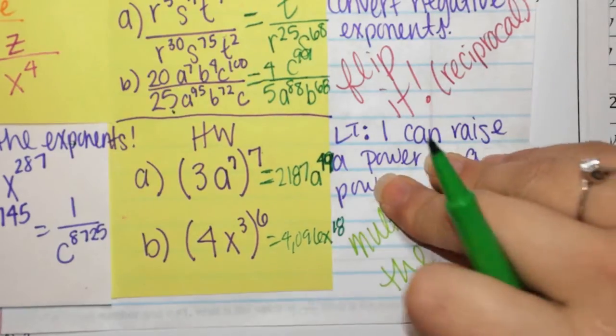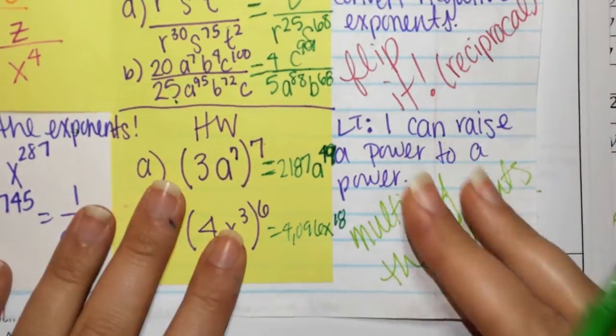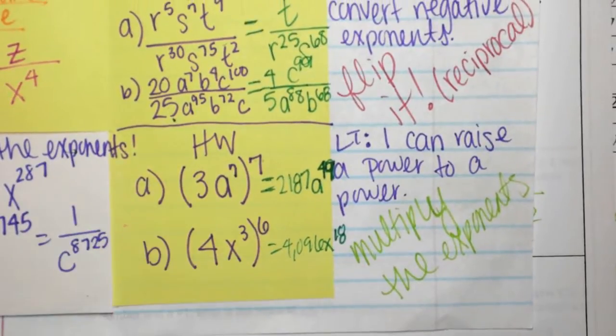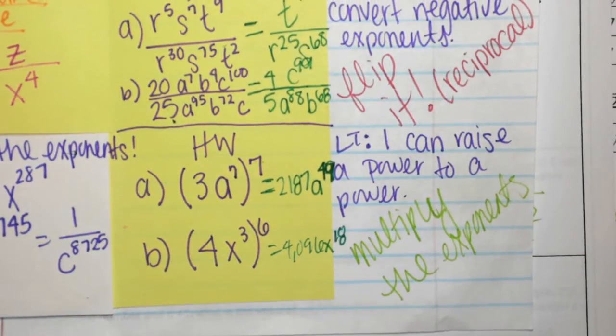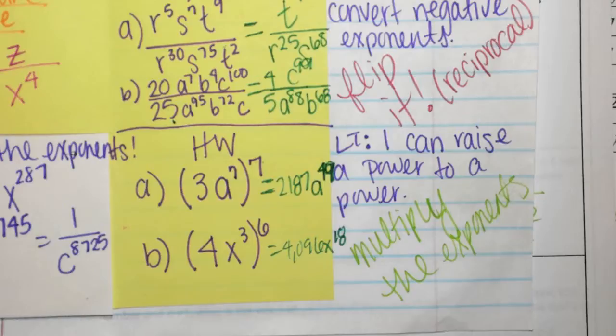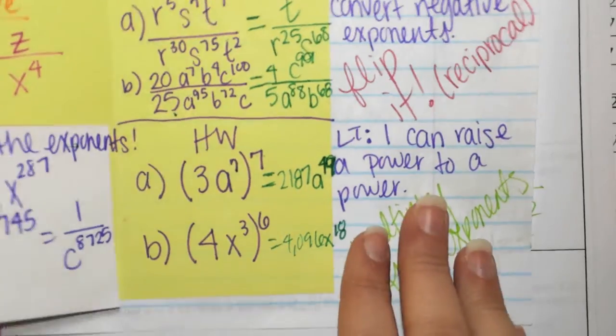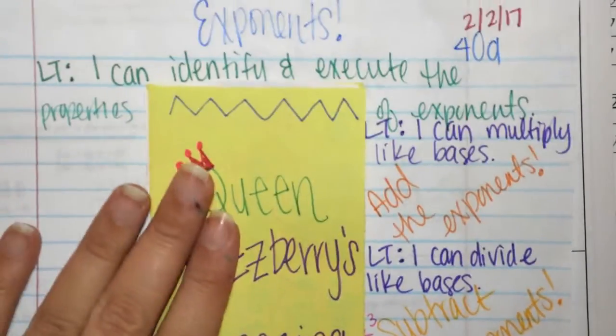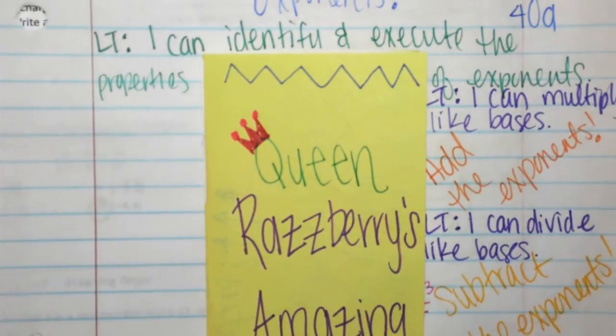Alright, so today we are going to work on the back of our foldable. Now, when you multiply like bases, what do you do to the exponents? Add them. When you divide like bases, what do you do? Subtract them. When you raise a power to a power, what do you do? Multiply them. And when you have a negative exponent, what do you do? You flip it. Okay, so now everybody please close this. We're going to go right to the side.